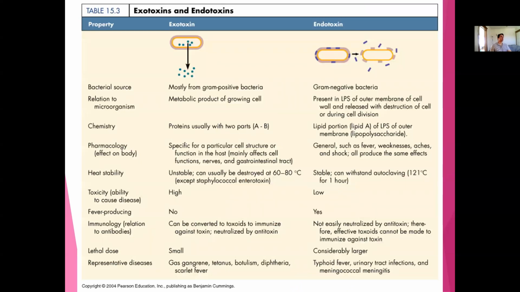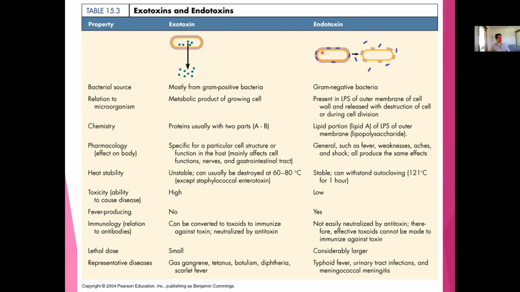Here, just a quick reference comparison between endotoxins and exotoxins. Here we have exotoxins, again, remember, produced inside and then secreted out, with endotoxins essentially being on the outer layer. They aren't produced inside the bacteria.